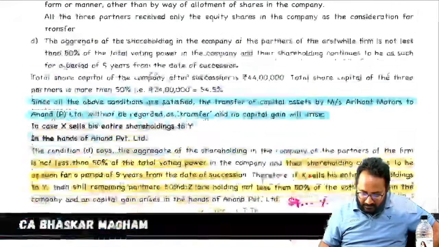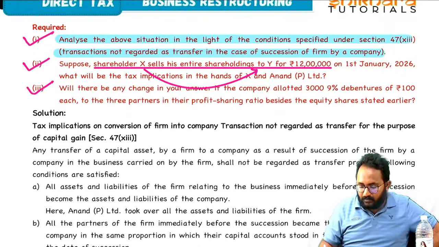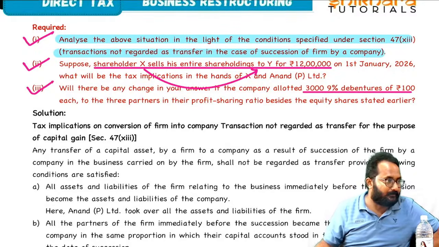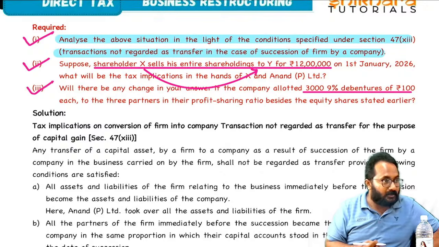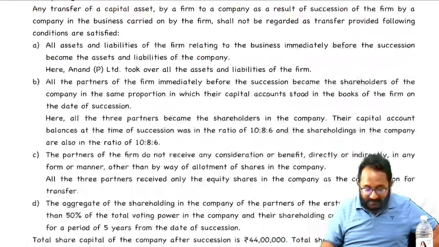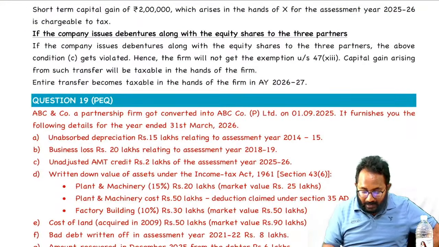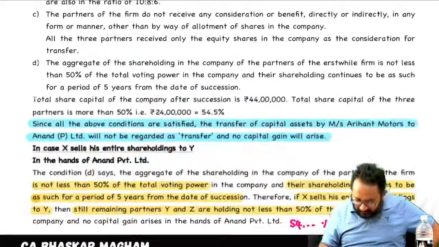Now, another thing in this question: they asked, sir, instead of shares, they allocated debentures. Remember, we have to receive only shares. If you receive anything other than shares, that condition is violated. Now, is the partnership firm required to calculate what? Capital gain. Sir, very easy question.